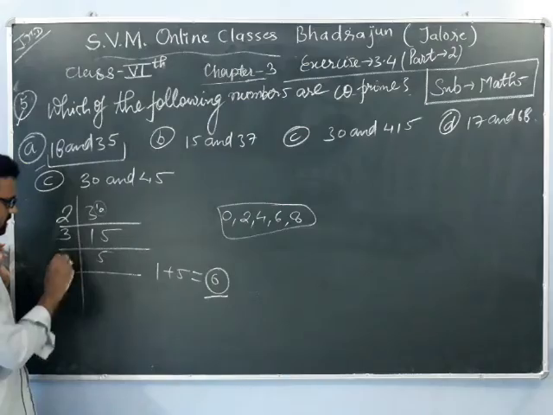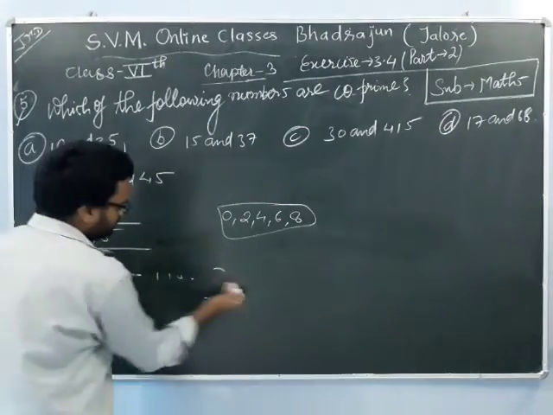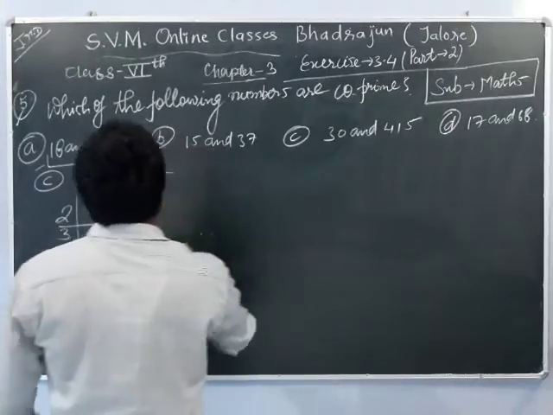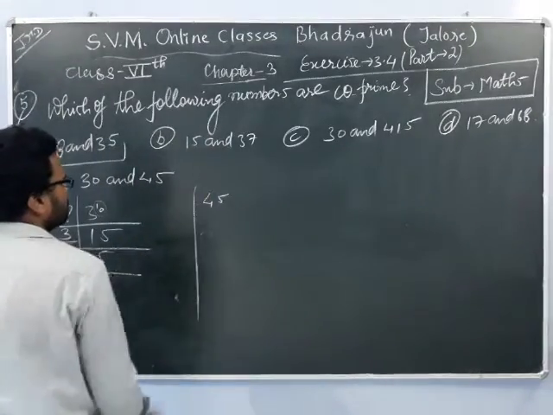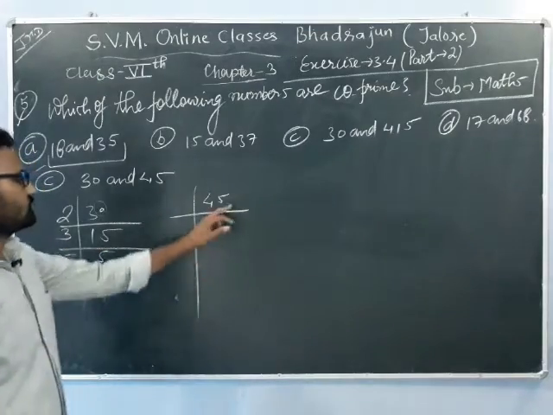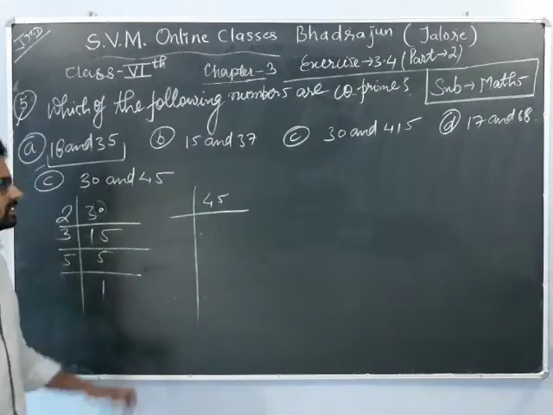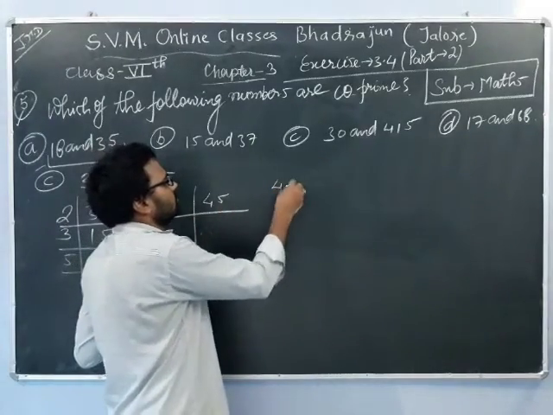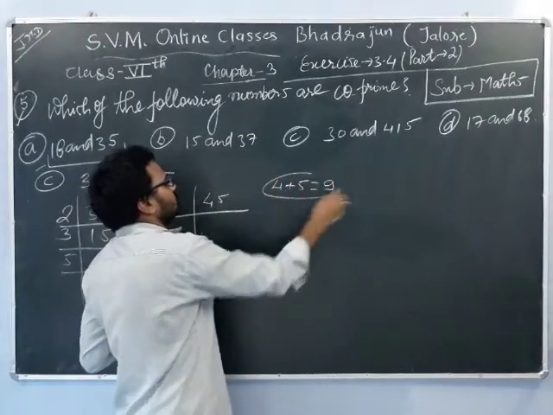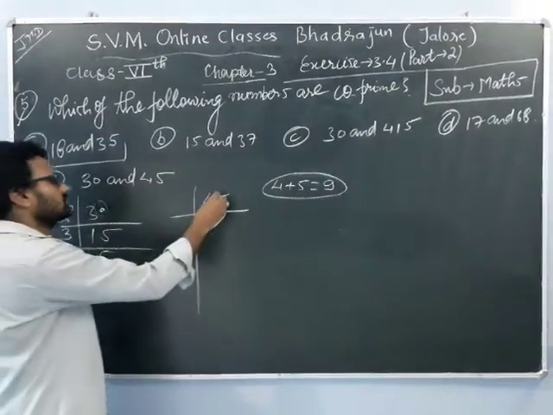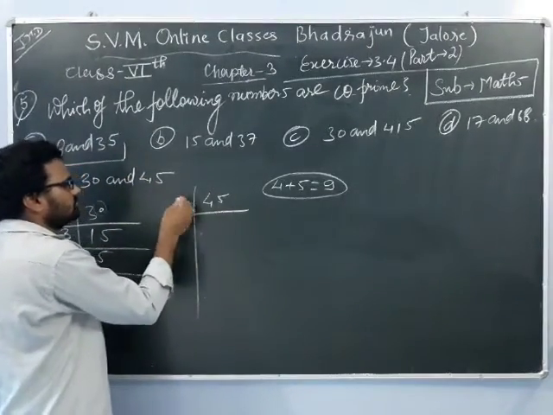3 5s are 15. Now 5 ones are 5. Okay. Now we will look at this number, 45. We will check divisibility by 2: because the unit place digit is 5, this number will not be divisible by 2. Now we will go for 3. So we will add all the digits. 4 plus 5 is 9. Okay. Now our sum is 9, hence this number is divisible by 3.